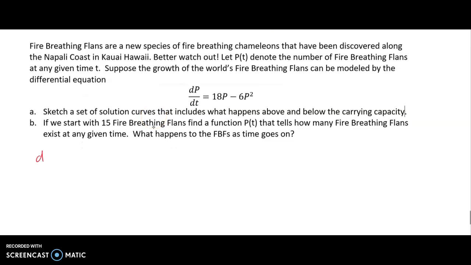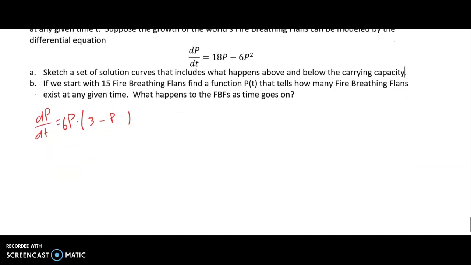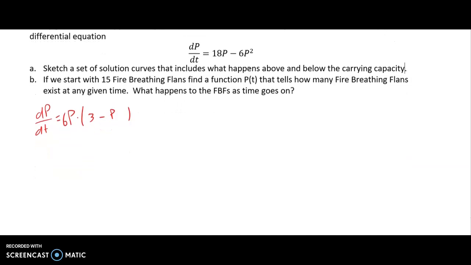The first thing I want to do is write dP/dt equals, and I want to factor this thing out as much as possible. You can see there's a 6p in each of those. So I'm going to go 6 times p, open parentheses, close, and then fill in what's left. So I wind up getting 3 minus p. From there, I'm going to recognize that p equals 3 is the value that makes that derivative equal to 0, along with p equals 0.